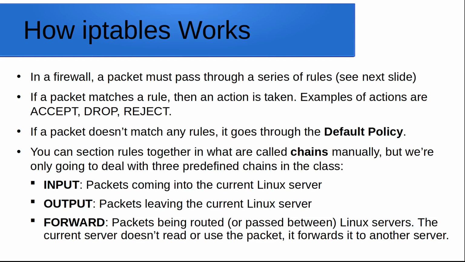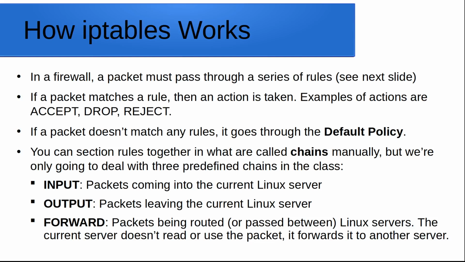So how does it work? Well, in a firewall, there's a series of rules, and they're applied sequentially. The packet is matched against each of the rules in sequence until a match is found. And if a matching rule is found, that action's taken. Examples are accept, drop, or reject. Drop and reject are a little bit different, but they effectively have the same overall effect, right? The packet doesn't get through. If the packet doesn't match any of the rules, it goes through the default policy, whatever that default policy is. We're going to look at that in a few minutes.